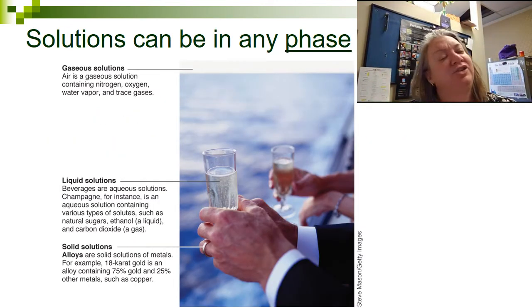So this slide, and this just came straight out of your book, emphasizes the fact that solutions can be in any phase. They have the gaseous solution in the back, which is just the air that we breathe, which we learned before is mostly nitrogen with some oxygen and some other things. The liquid solution that they have is a little thing of champagne, so you have water and ethanol and some carbonation in there along with some flavorings. And then the solid solution, the gold ring right there, that's an alloy. That one talks about an 18 karat gold ring, which is 75% gold and 25% other metal.